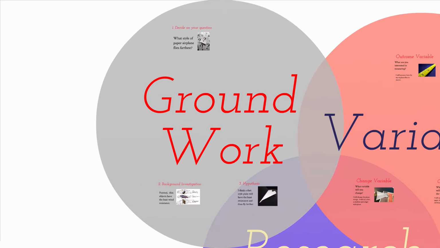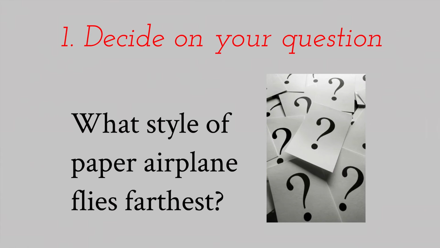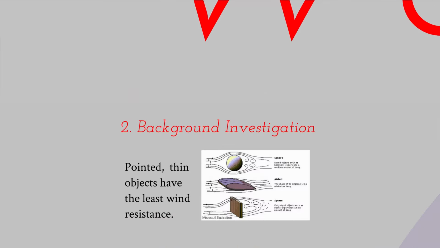We're going to start with groundwork. After you've decided on your question, borrowing from the second workshop, we're using the example of paper airplanes here. What style of paper airplane flies the farthest? You'll notice that this question is more specific. It gets at how we're going to test. We're going to look at type of airplane, and we're going to look at how far it flies, which is much better than our question from last week, which was very vague.